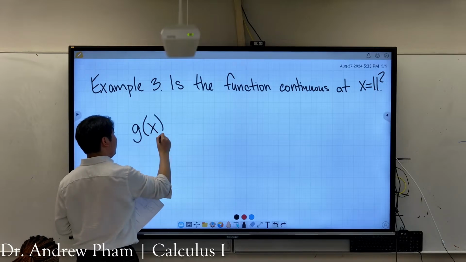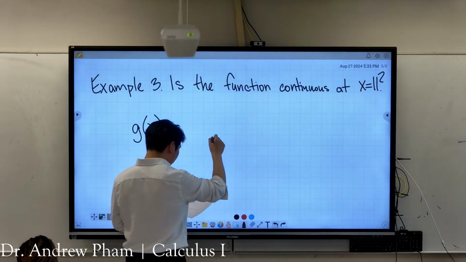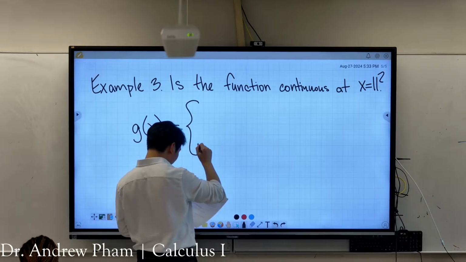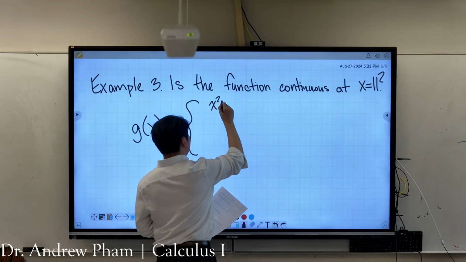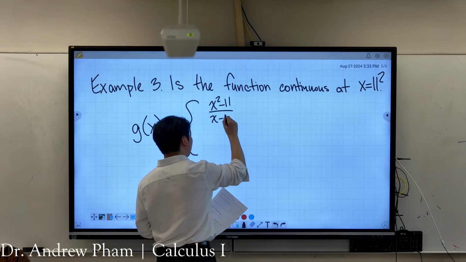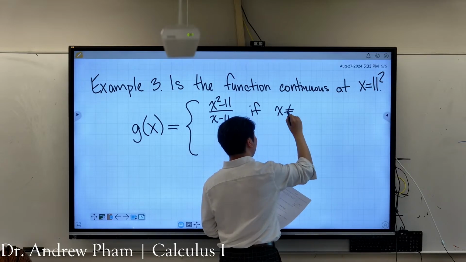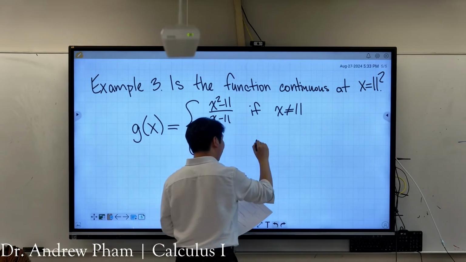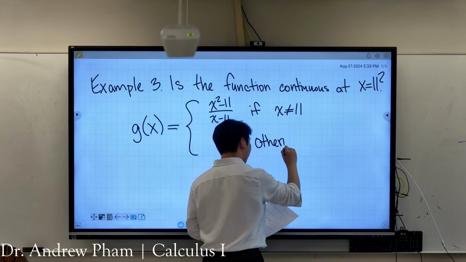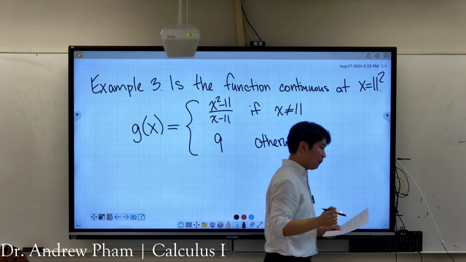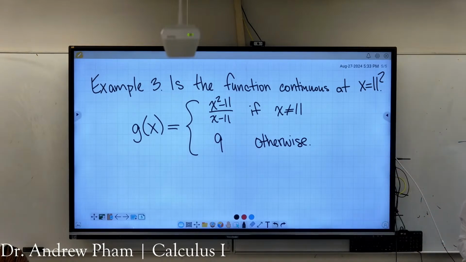So let's say we have g of x, and let's make it a little bit interesting looking. x squared minus 11 over x minus 11 if x is not 11, 9 otherwise. So we have this piecewise function. If I'm plugging in a number that's not 11, I use the top. If I plug in 11, I use the bottom portion.